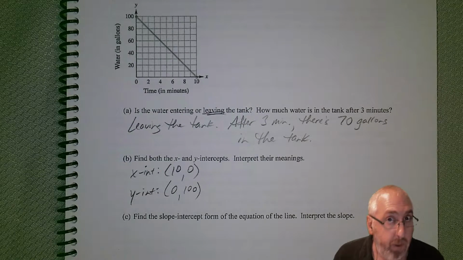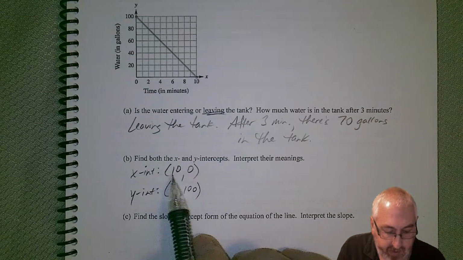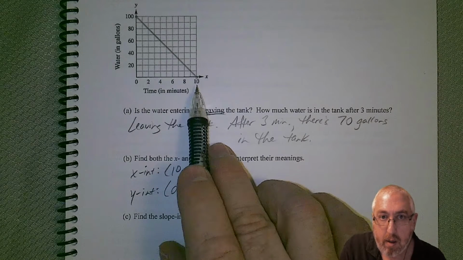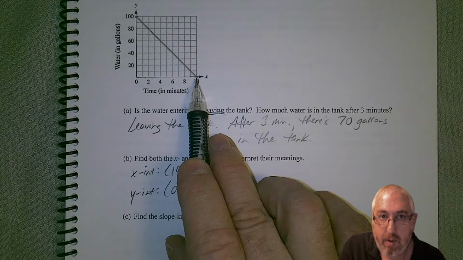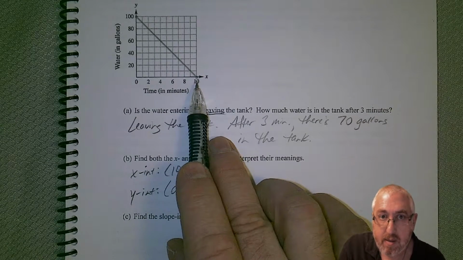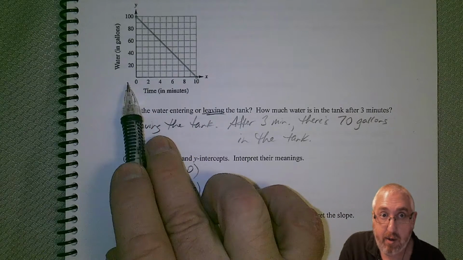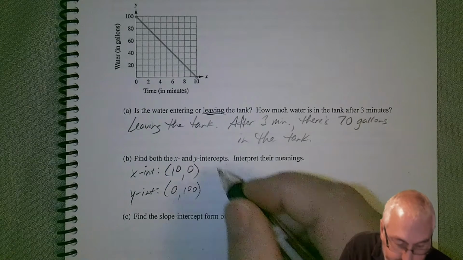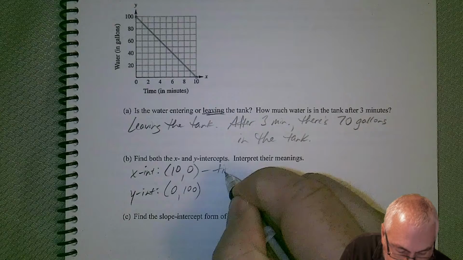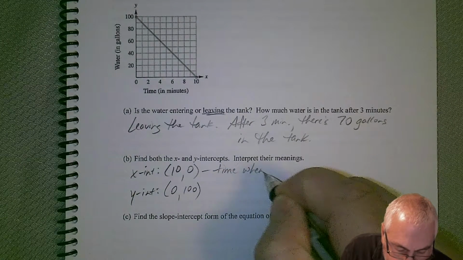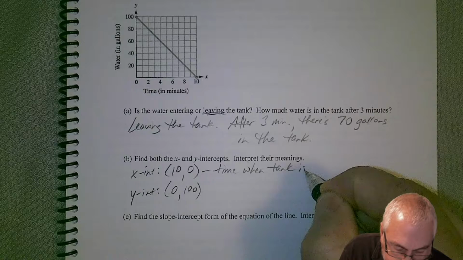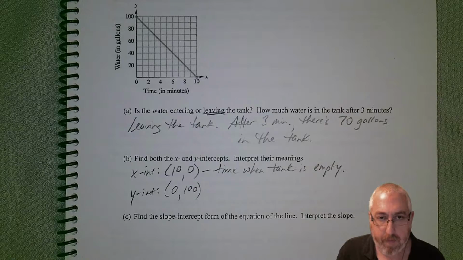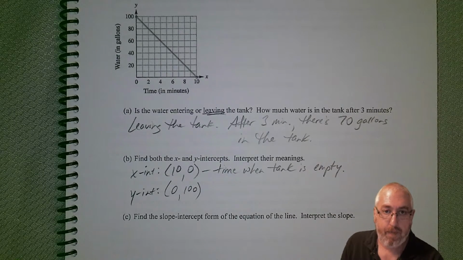So now we want to interpret what they mean though. What does this x-intercept of 10 mean? Well, what do we know about the water level when 10 minutes have passed? It's right at 0 now. The water level is at 0, so there's no more water in the tank. So this is the time when the tank is empty. Something along those lines would be fine. So the tank should be out of water.